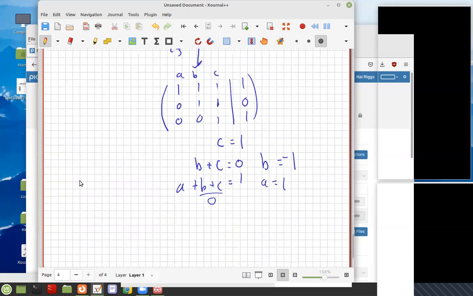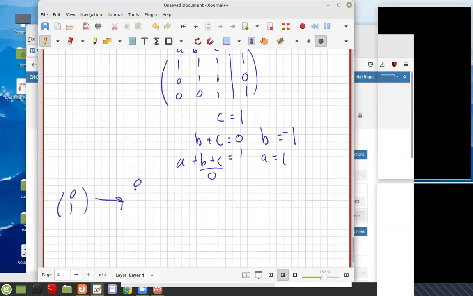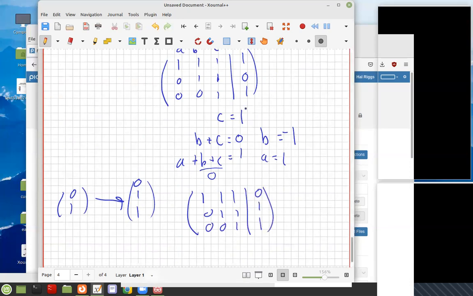We have (0, 1) going to (0, 1, 1). And we have to solve the same system. It's going to be the same system, except this will change. So we'll have the matrix with rows 1, 1, 1, 0, 1, 1, 0, 0, 1, and the constants 0, 1, 1. So the constant has changed, because that's what is the image of the standard basis.